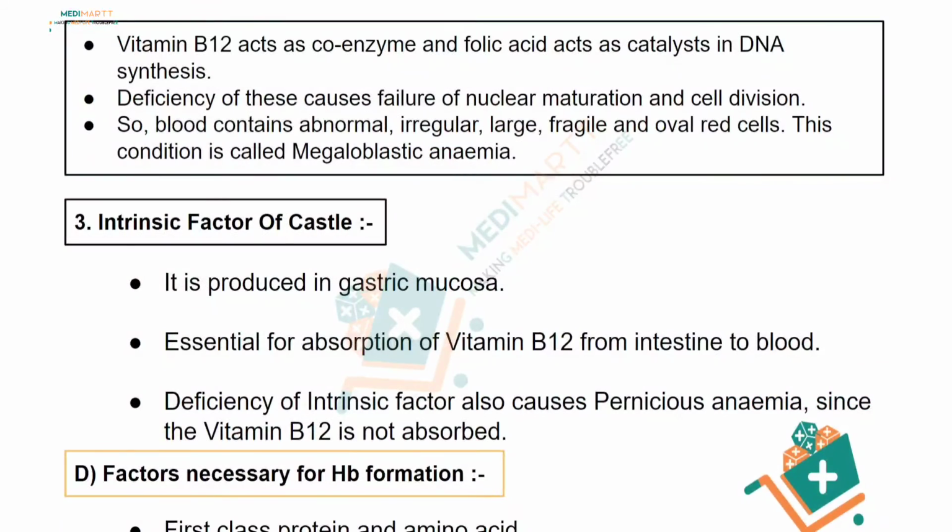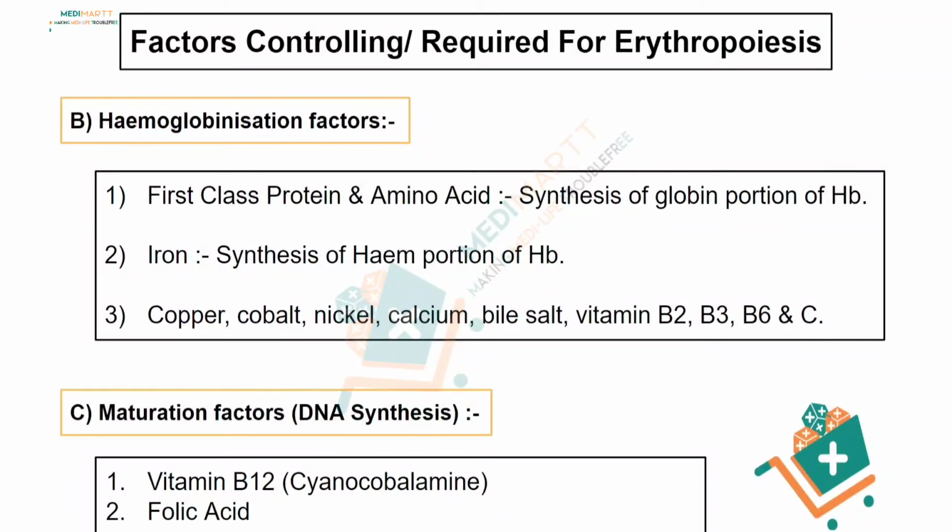Okay, so hemoglobinization factors basically involve first class protein and amino acids. Then it involves iron also. Then it involves copper, cobalt, nickel, calcium, bile salt, vitamin B2, B3, B6, and C.